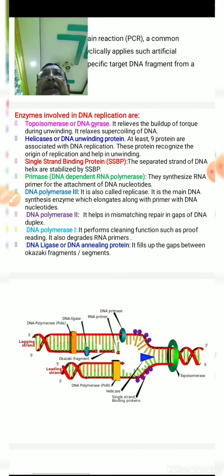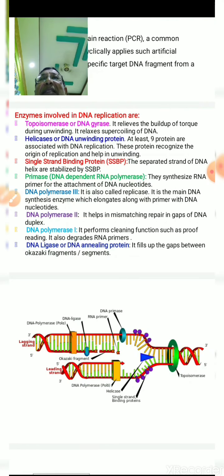Next is DNA polymerase 3. It is also called the replicase. It is the main DNA synthesis enzyme, which elongates from the primer with DNA nucleotides. Then DNA polymerase 2 helps in mismatch repair in the gaps of the DNA replicase. If there is a mismatch in DNA replication, it is repaired by this DNA polymerase 2. There is another enzyme, DNA polymerase 1. It performs cleaning functions such as proofreading, and it also degrades the RNA primer.